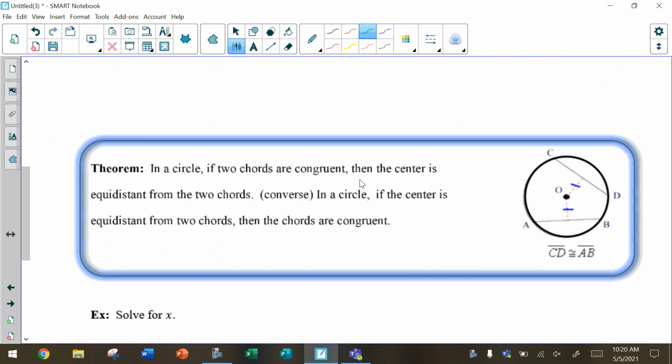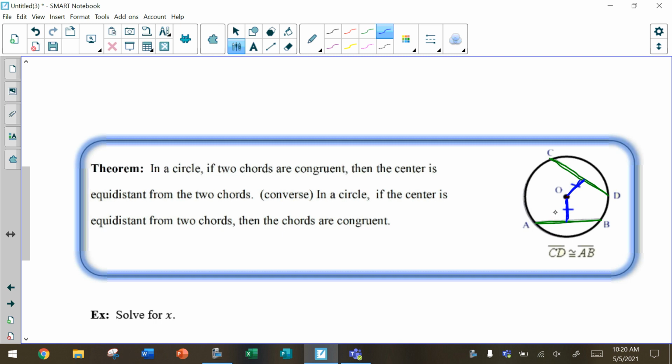Next one. In a circle, if two chords are congruent, then the center is equidistant from the two chords. Or the converse. In a circle, if the center is equidistant from two chords, then the chords are congruent. Basically, if this chord is the same length as this chord, then the distance to the center of the circle in a perpendicular line is going to be equal. The shortest distance between a line and a point is that perpendicular line.